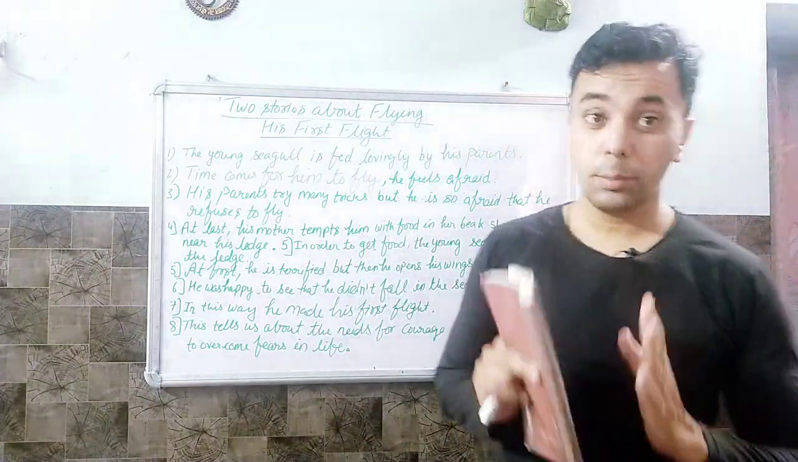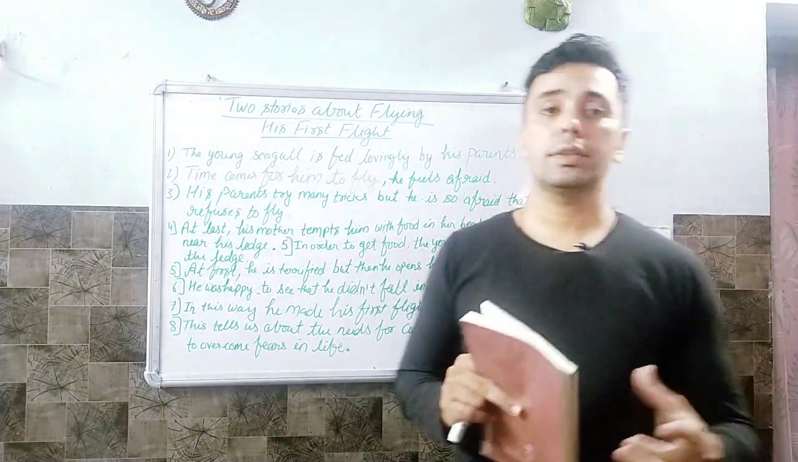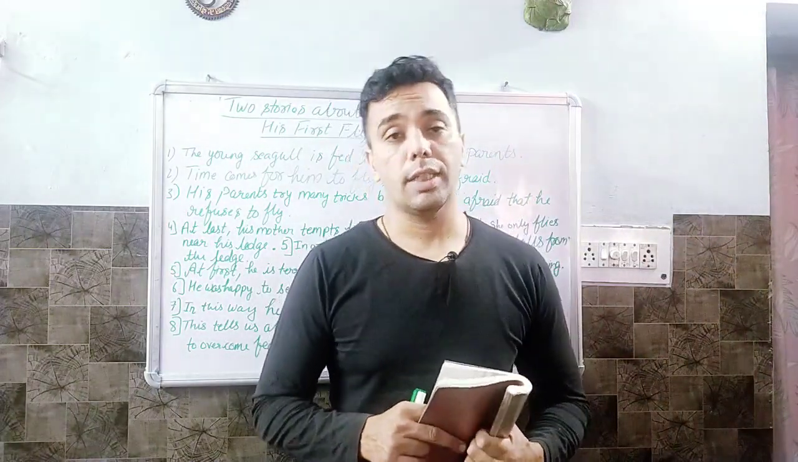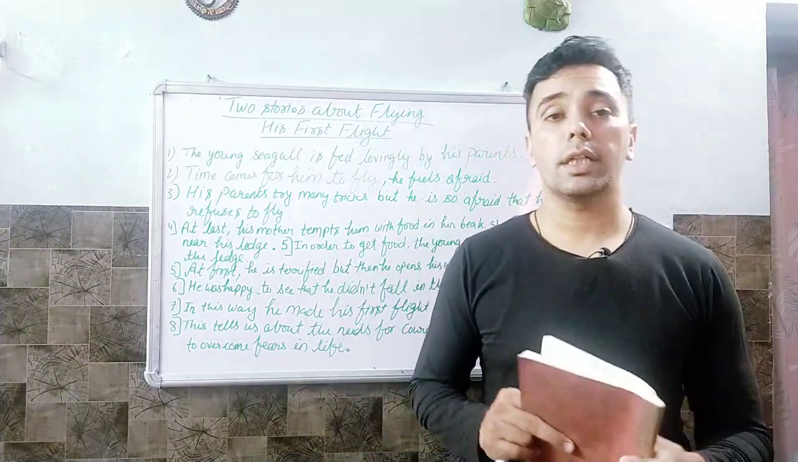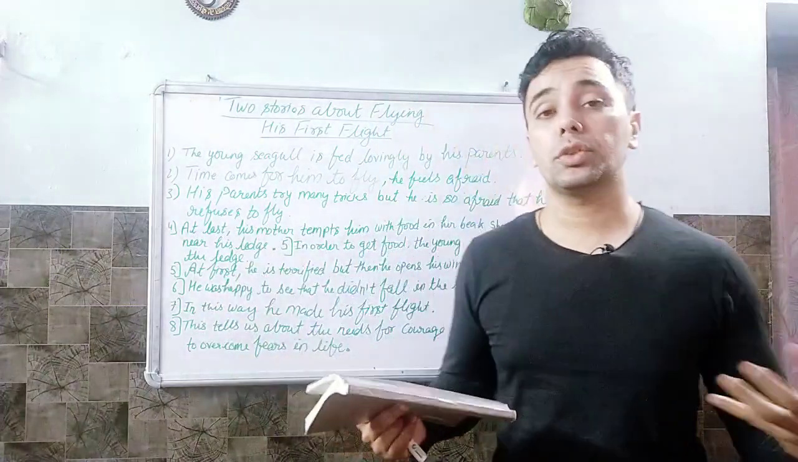So dear students, in the previous class we completed the poem A Tiger in the Zoo. We have discussed the question answers, as well as the detailed explanation of the poem, the summary of the poem, and the literary devices used in the poem.